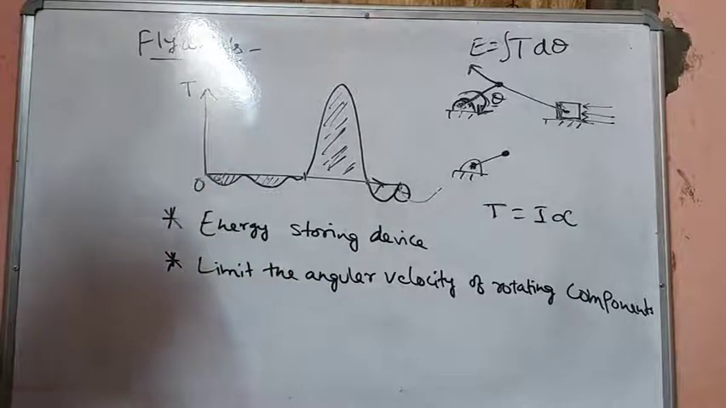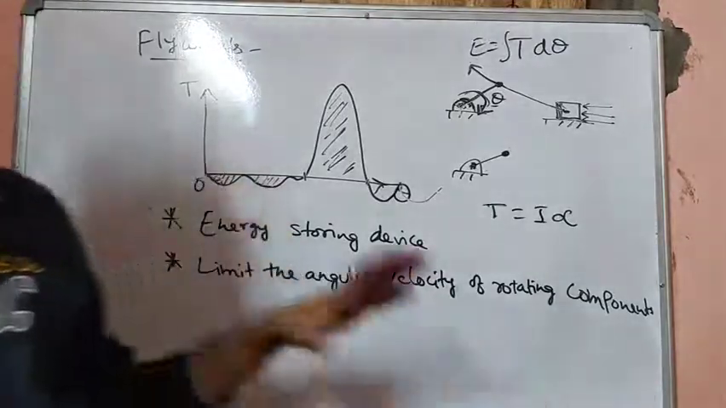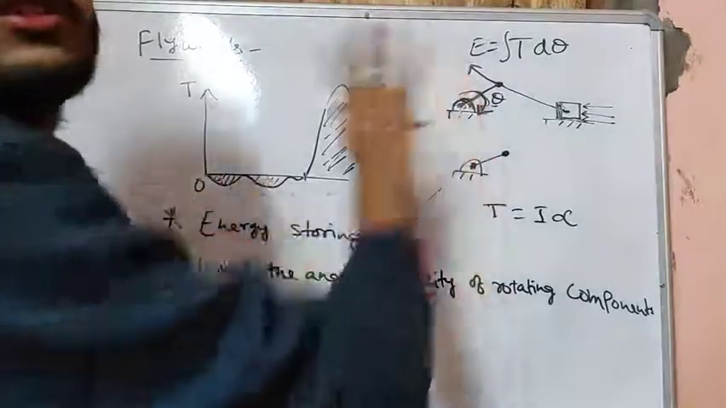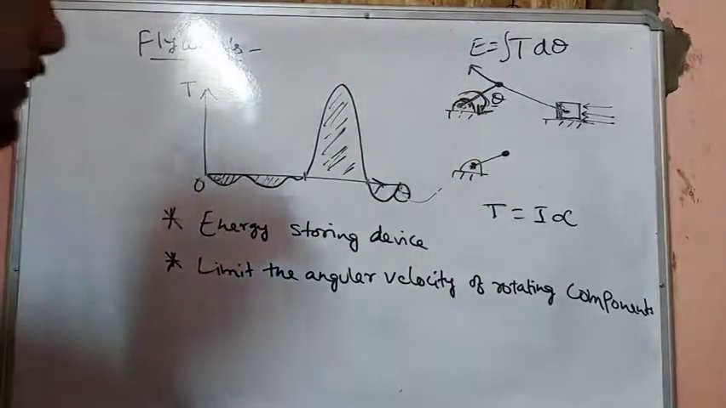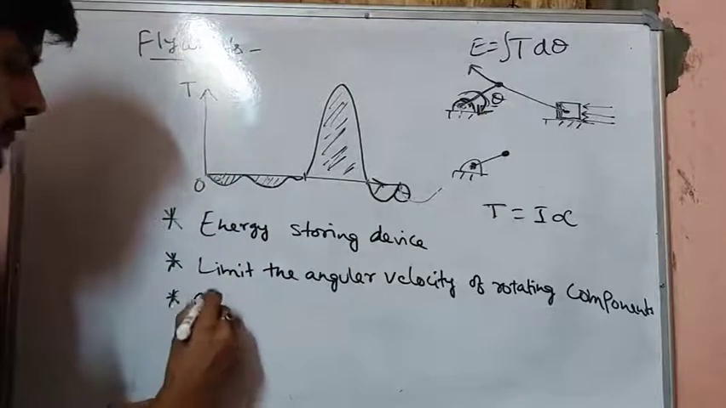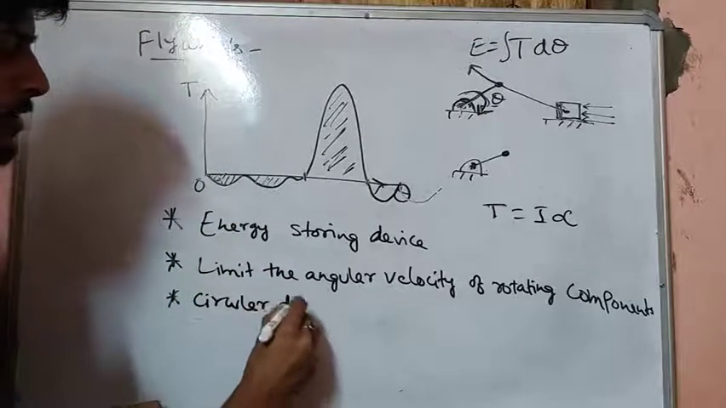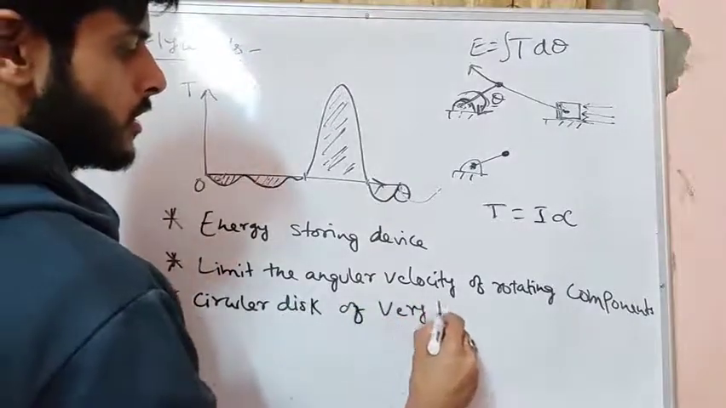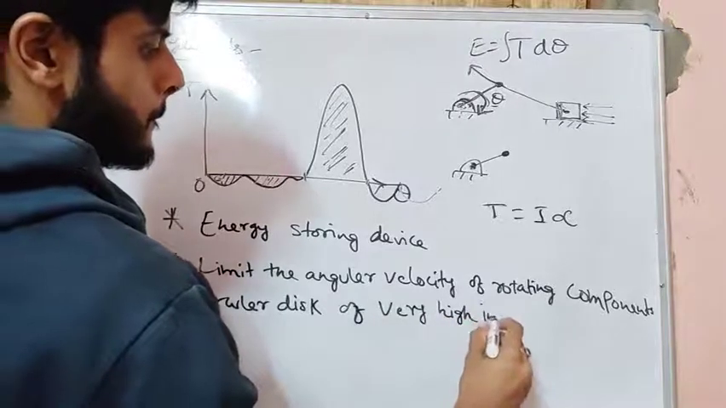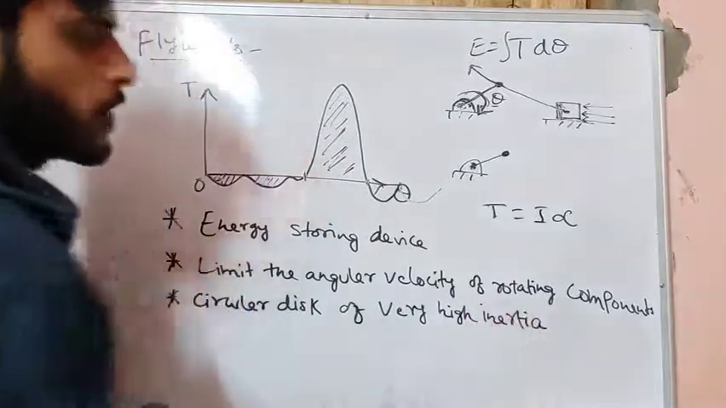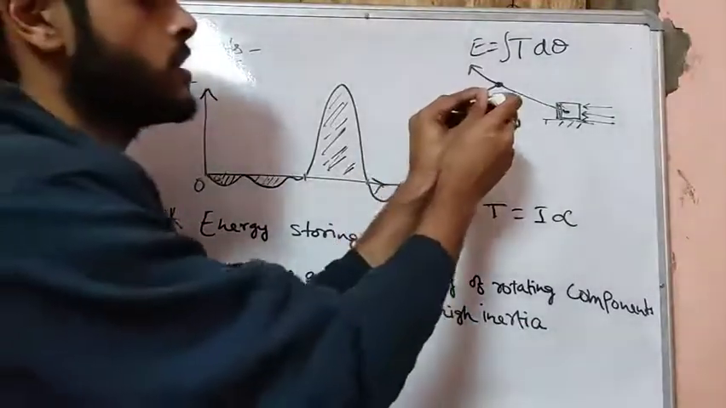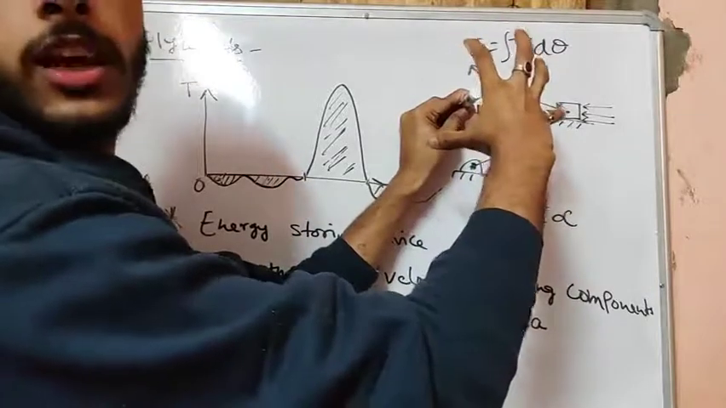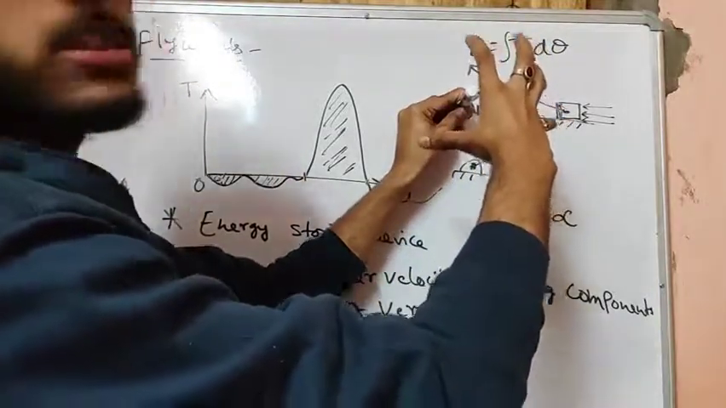Why do we need to use a flywheel? It can limit the angular velocity of rotating components to a certain extent. It can limit the angular velocity of this crank to a certain extent. How does it do it? It is basically a circular disc of very high inertia. If there is a shaft, a flywheel is nothing but a disc, a very heavy circular disc. So it has a very high moment of inertia.